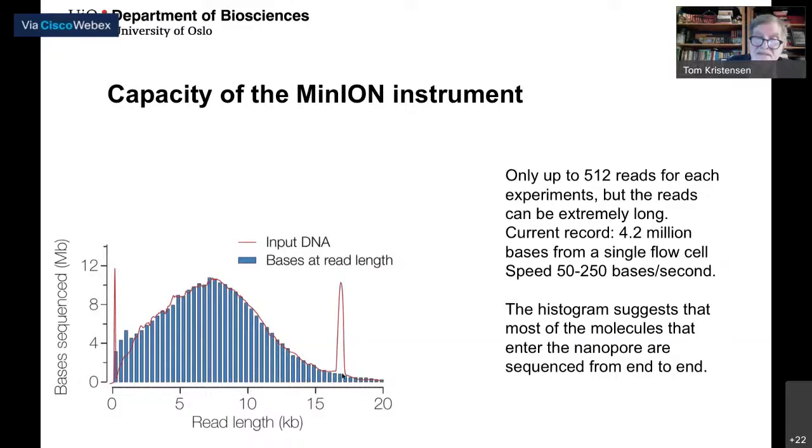The read speed from the MinION instrument is 50 to 250 bases per second, which is again quite impressive, but it means that in order to read 4.2 million bases, each experiment has to go on for several hours in order to reach from one end to the other end of the template DNA.